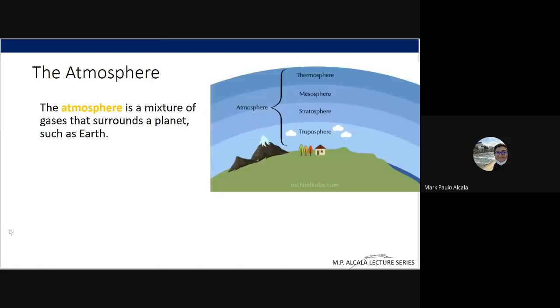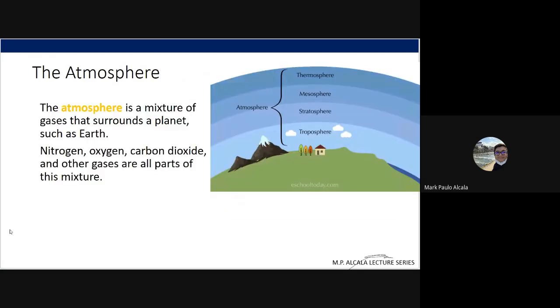Okay, so classification. The atmosphere is a mixture of gases that surrounds the planet. So mainly the nitrogen, oxygen, carbon dioxide, and other gases are all parts of this mixture. Gases can be added to and removed from the atmosphere through living organisms. So we humans inhale oxygen, and we release carbon dioxide.